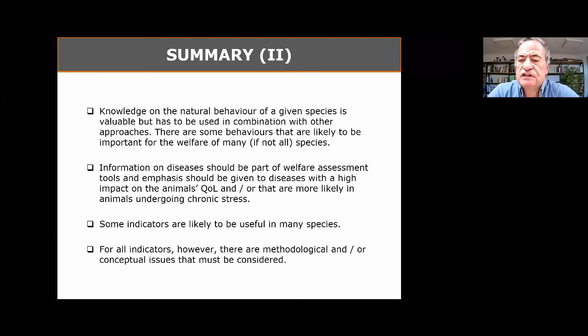Six, information on diseases should be part of welfare assessments, and I like to advise that you choose diseases which either reflect other underlying welfare problems and/or have a significant impact on the quality of life of the animals through pain, pruritus, or inability to perform rewarding behaviors. Seven, some indicators are likely to be useful in many species, so consider including them. And finally, no matter which indicators you choose to use, remember that there are always methodological and conceptual issues that must be considered.